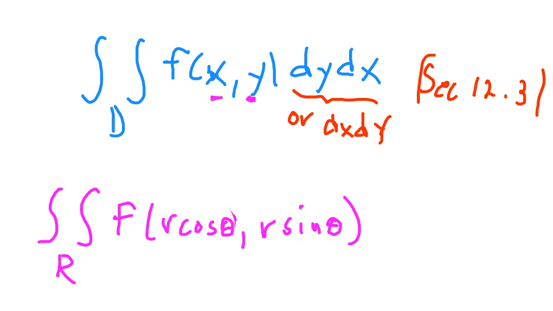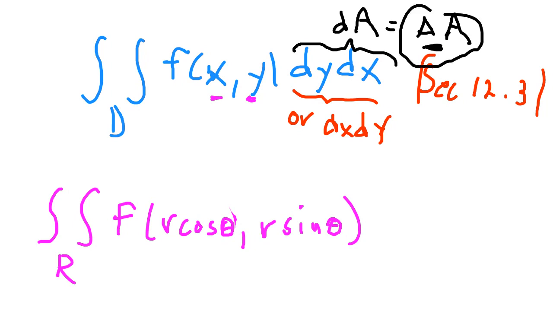Now, what about the dy dx, also known as the dA? Remember in section 12.1, when you were learning about a double integral, how do you approximate a double integral using volumes of boxes? You had heights times delta A, the area of the subrectangle. So can I somehow think of delta A in terms of the polar coordinates? And you can.